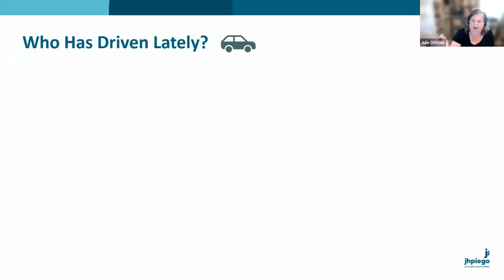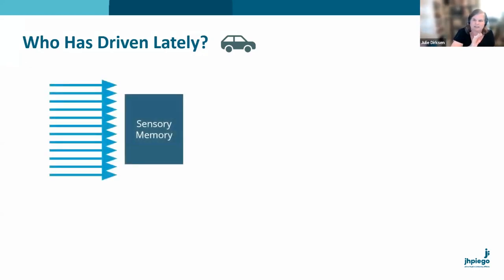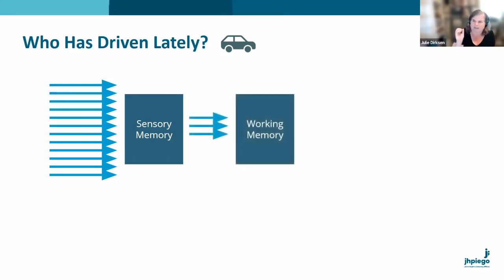So when you're driving somewhere, you might see hundreds of cars, especially if you live in a crowded city. These cars are all coming into your sensory memory, the very short memory that you use to just scan the environment. But which cars were you likely paying attention to while you were driving? Of the hundreds of cars that you saw, which ones were you actually focusing on? Which cars did you care about while you were driving?